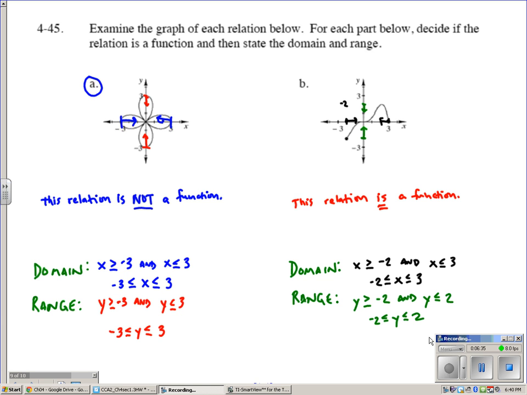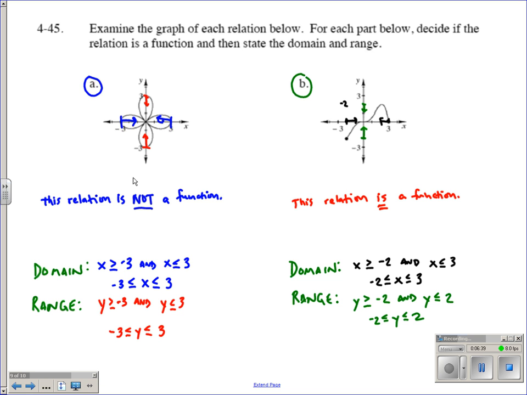That's pretty much it for 4-45. We have problem A and problem B, just a little domain and range there. If you have questions, make sure you ask your teacher or find help from somebody.